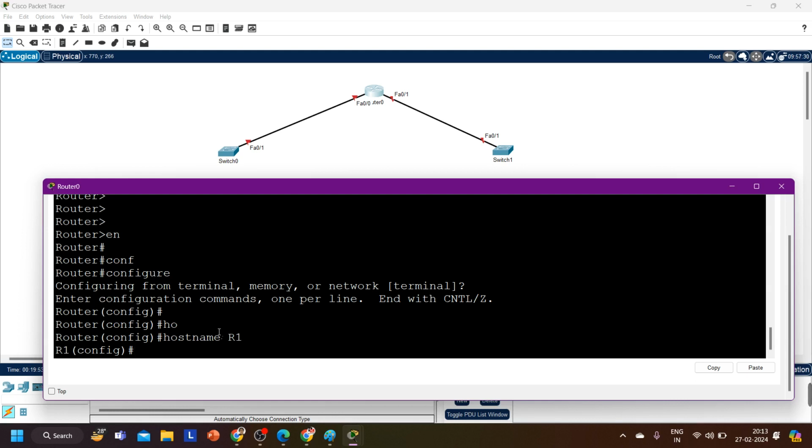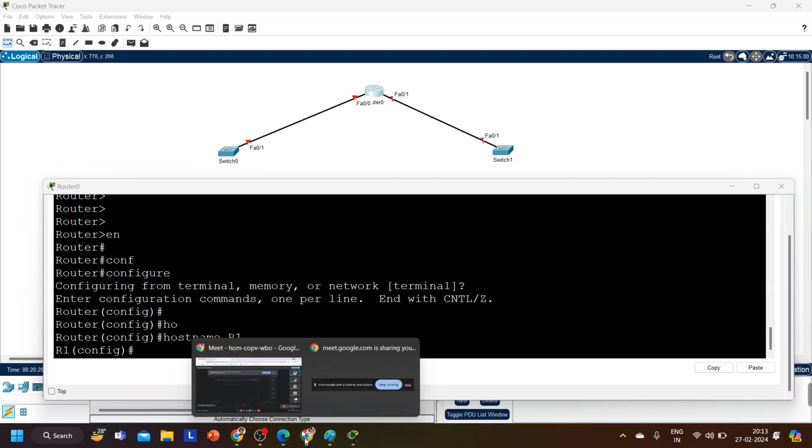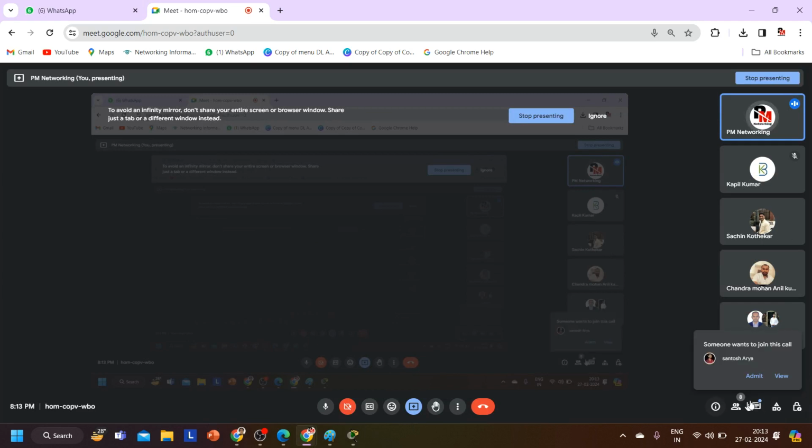Then guys, what is subnet mask? No, that is subnetting. Subnet mask is a tool which specifies how many network bits are there and how many host bits are there. So for class A, what is the subnet mask? 255.0.0.0. Very good. For class B? 255.255.0.0. For class C? 255.255.255.0.